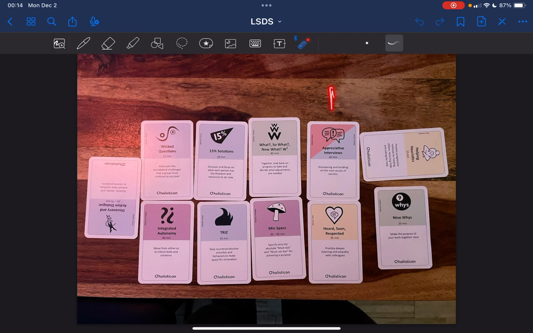And then, of course, I think appreciative inquiry or interviews and heard, seen, respected are a natural pair. Both are orienting themselves to the past. Tell a story about a time when something went like I want things to go now, right? Tell a story about a good time so we can look for nuggets of information about how things go. And heard, seen, respected, tell a story about a bad time, a time you did not feel heard, seen, and respected.